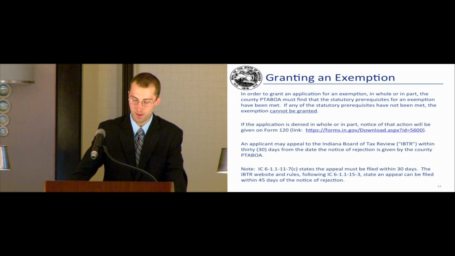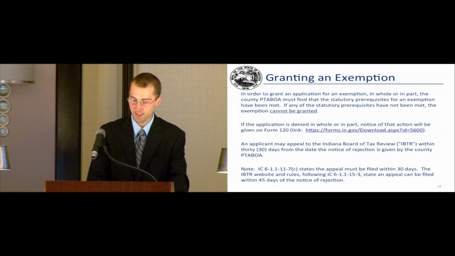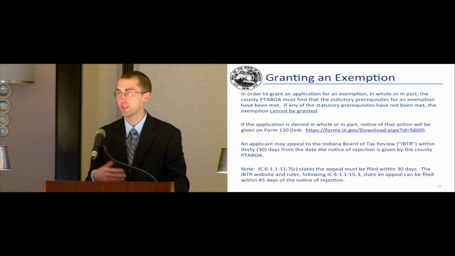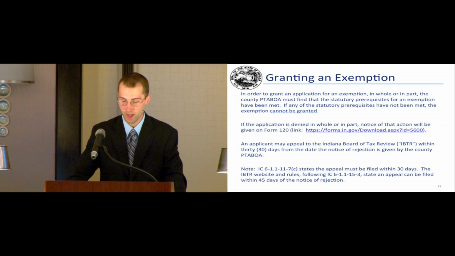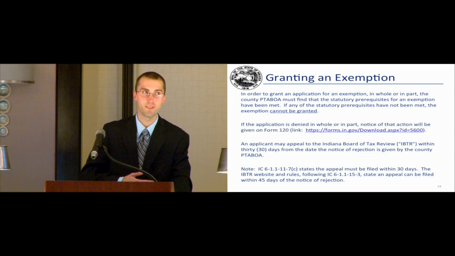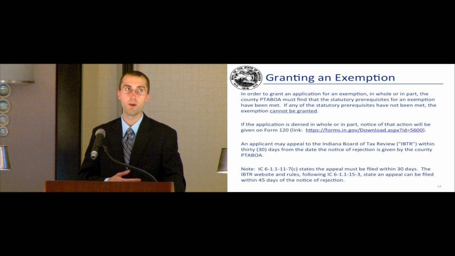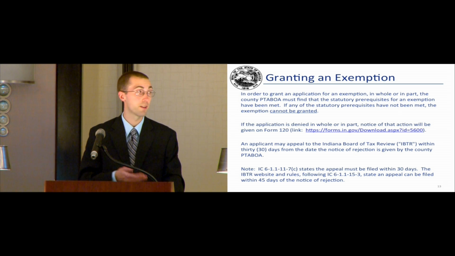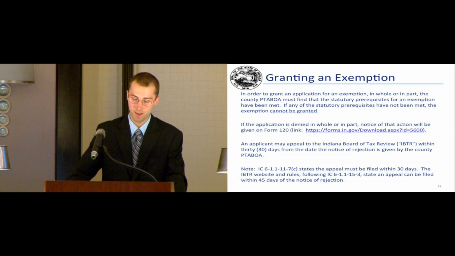Moving on, to grant an exemption, the county PTABOA must find that the statutory requirements have been met, taking into consideration the sorts of evidence that the taxpayer applicant provides to the PTABOA showing that they are eligible. Now, if the PTABOA determines that the statutory requirements have not been met, then the exemption cannot be granted, and the PTABOA must provide notice of denial via the Form 120 to the applicant.